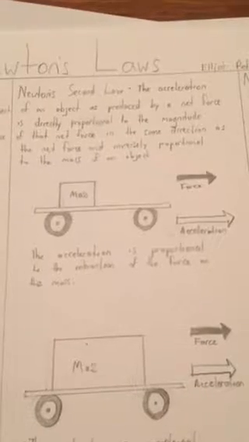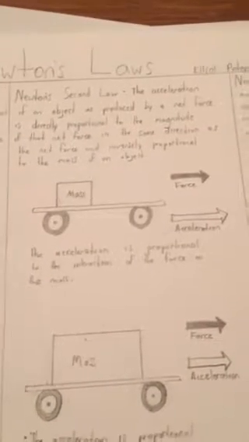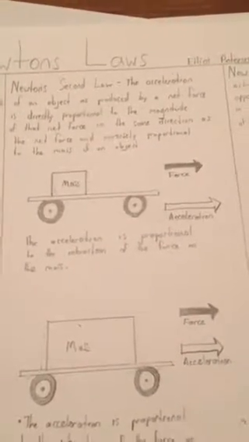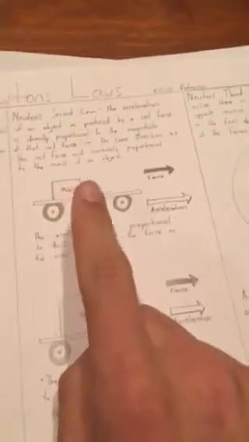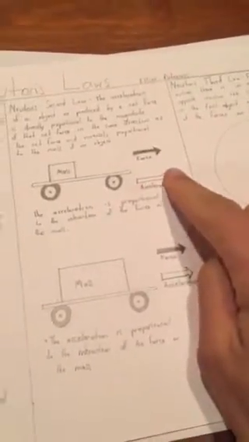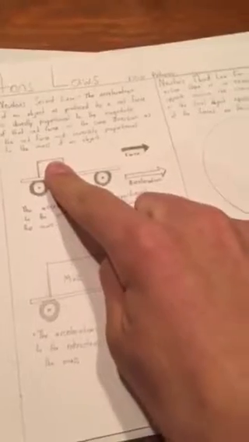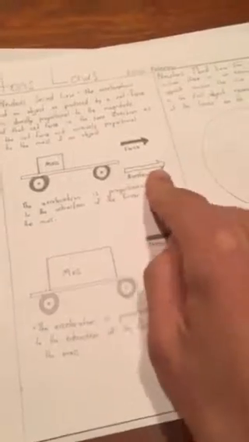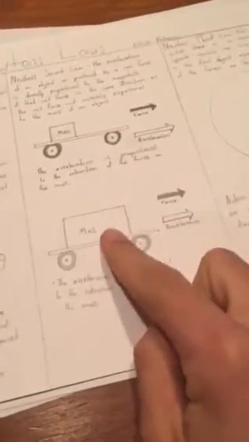And Newton's second law states that the acceleration of an object as produced by a net force is directly proportional to the magnitude of that net force, in the same direction as the net force, and is inversely proportional to the mass of an object. We see this with this cart here. It has a small amount of mass on it. The force is the same in both of them, but the acceleration is different because the acceleration is inversely proportional to mass. That means the smaller the mass with the same amount of force, the larger the acceleration. Or the larger the force with the same mass, the greater the acceleration. We see that with the smaller acceleration here with the greater mass.